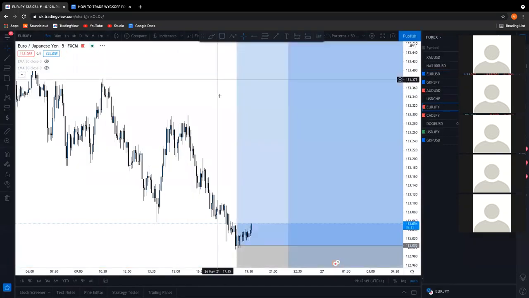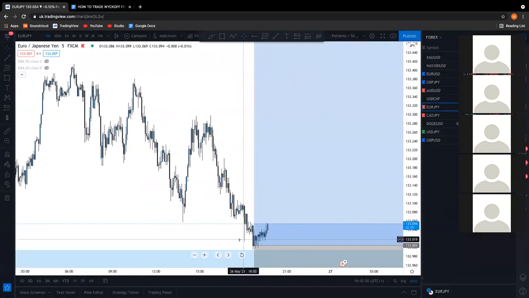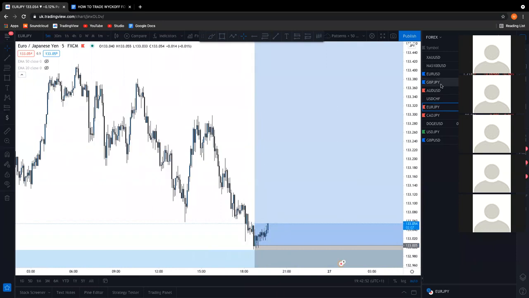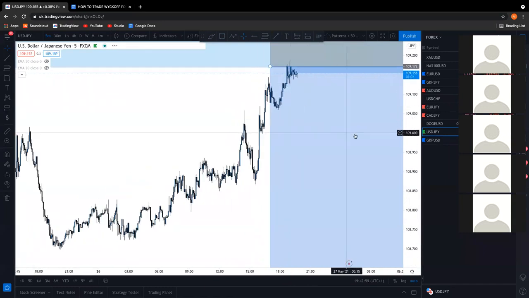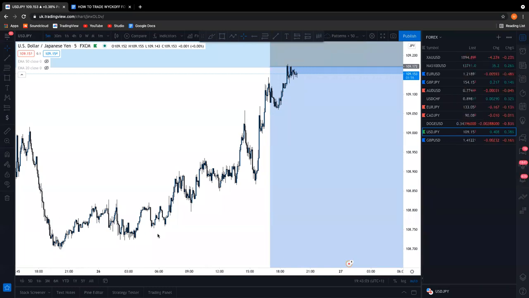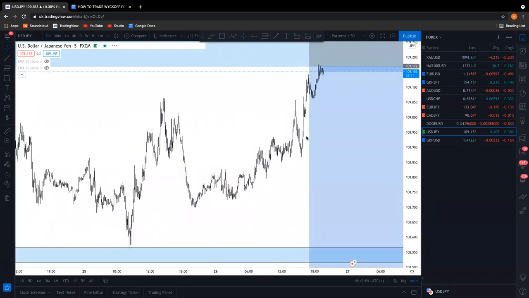So here we go, let's go on to Euro JPY. Euro JPY, as you can see, is also in profit. I also sent USD JPY, and that's also in profit. So what I'll be doing is breaking down all of those pairs, and entertaining any other pairs that you guys want me to go through. If there aren't any, of course, we'll go through education and so on.